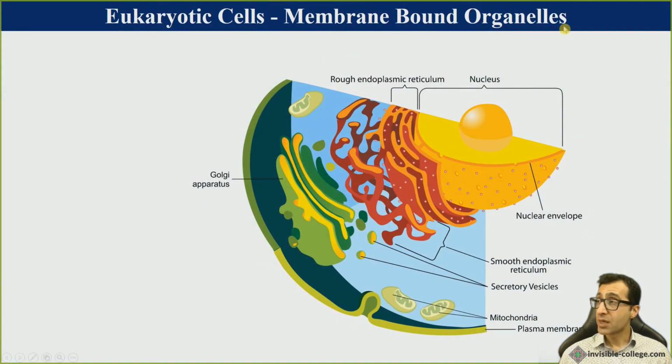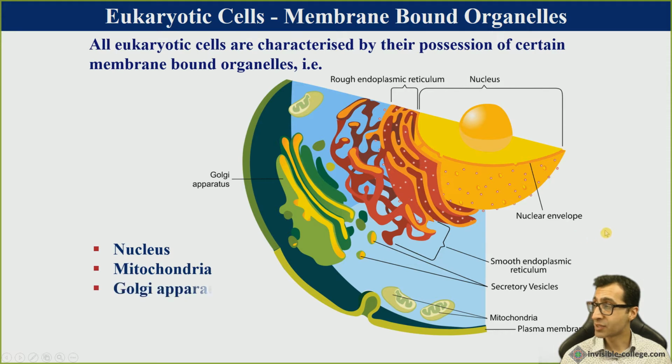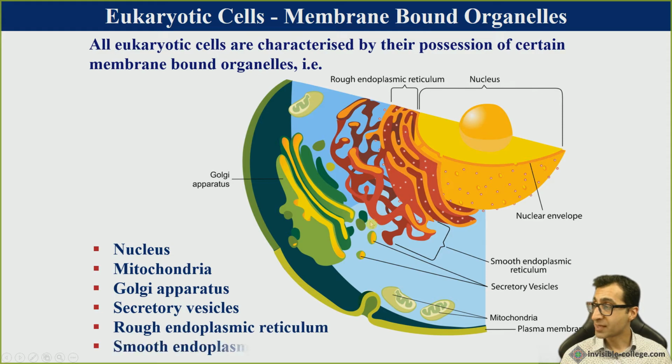So, we mentioned that we distinguish between eukarya and prokarya in general by the absence of membrane-bound organelles in prokaryotes. We can see some of these membrane-bound organelles in this diagram here. We have the nucleus, the mitochondria, the Golgi apparatus, the secretory vesicles, which come off the Golgi apparatus and also off the rough and the smooth endoplasmic reticuli, the rough endoplasmic reticulum and the smooth endoplasmic reticulum as well.